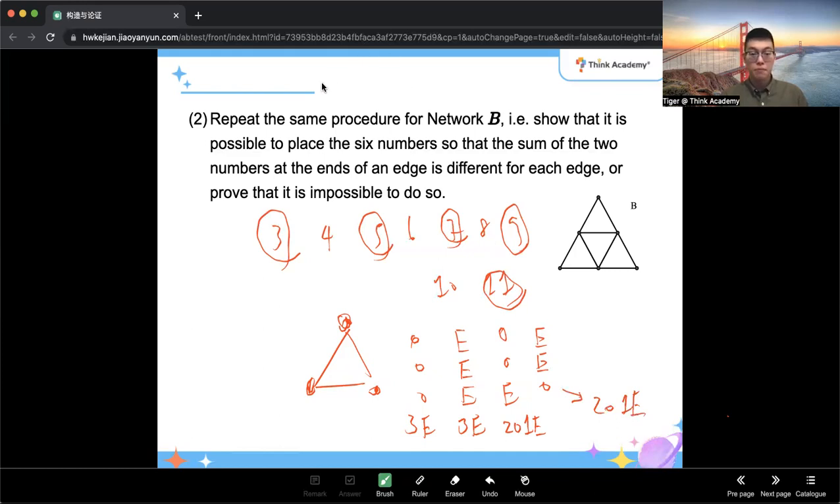So what does it mean? It means that the number of odd numbers I would have in these 3 triangles would be a multiple of 2. Three, 5, 7, 9, 11. That's 5 odd. Is that a multiple of 2? Apparently not. So it's impossible.